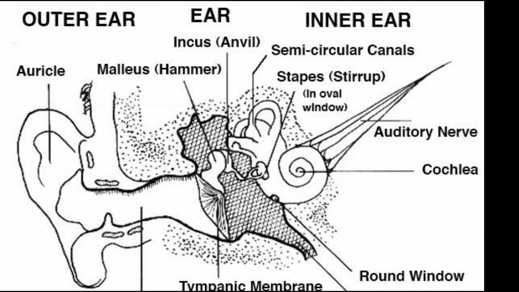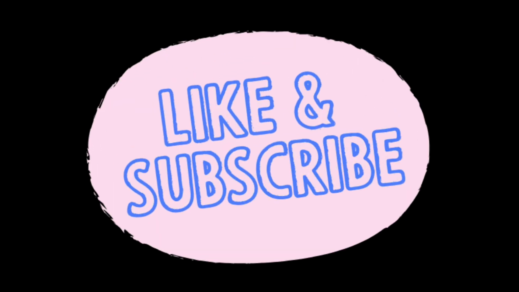So the ear not only enables hearing but also helps in maintaining equilibrium. By working together, the auditory and vestibular systems allow us to interpret sound and stay balanced in our environment. So this was about the sensory organs.